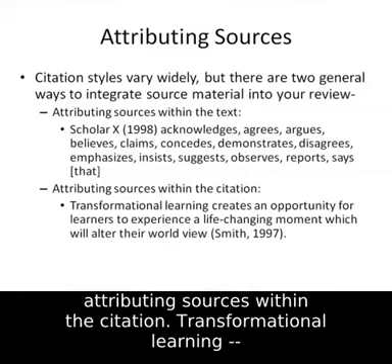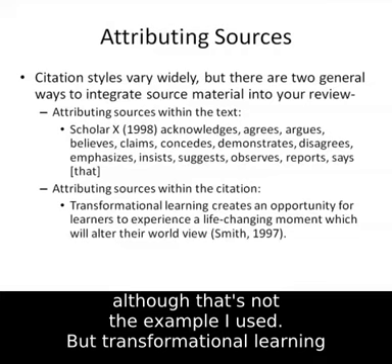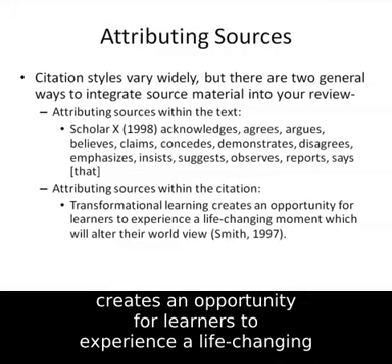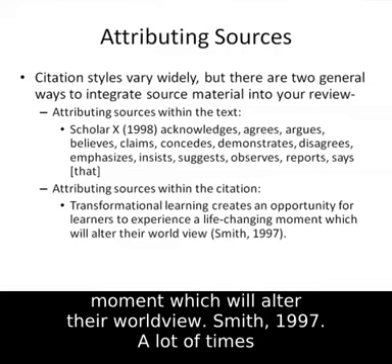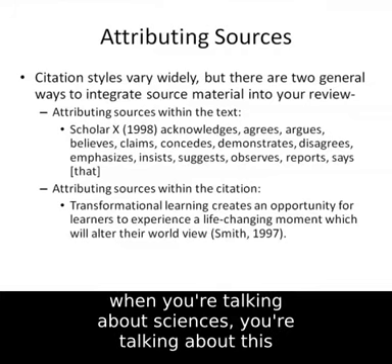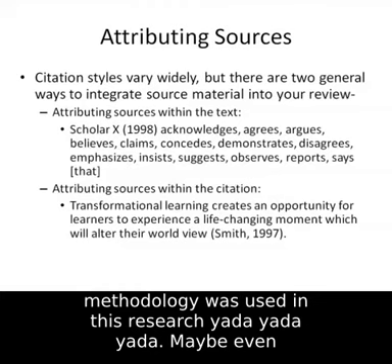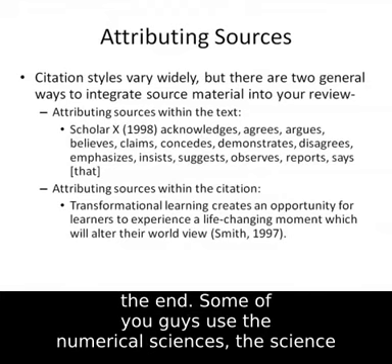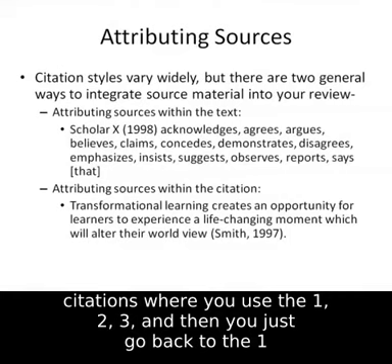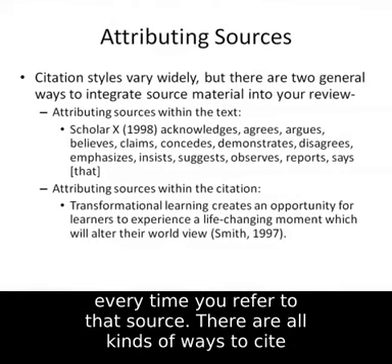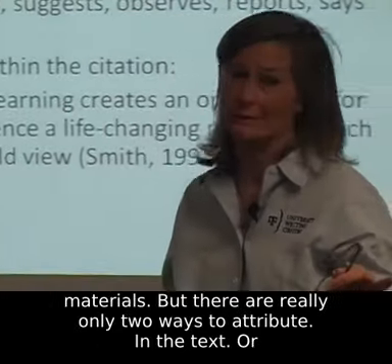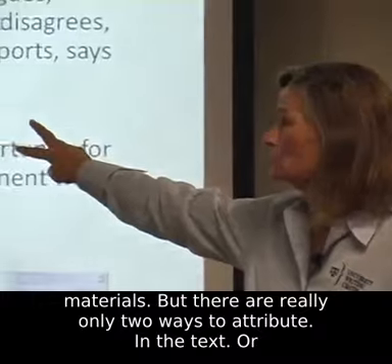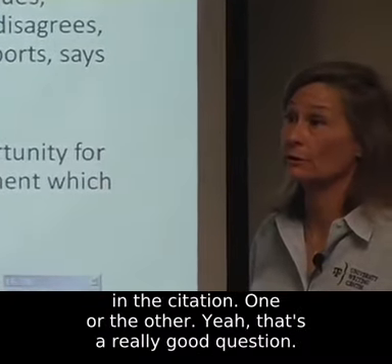Attributing sources within the citation. Transformational learning creates an opportunity for learners to experience a life-changing moment which will alter their worldview, Smith, 1997. A lot of times when you're talking about sciences, you're talking about this methodology was used in this research, maybe using the passive voice even, and then you'll put the citation at the end. Some of you use the numerical citations, the science citations where you use 1, 2, 3, and then you just go back to the 1 every time you refer to that source. There are all kinds of ways to cite materials, but there are really only two ways to attribute, in the text or in the citation, one or the other.